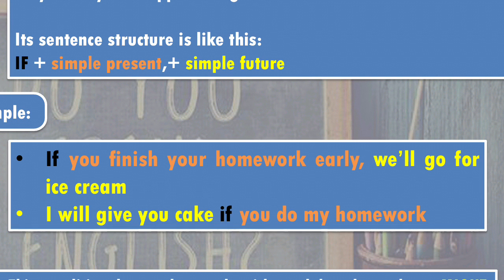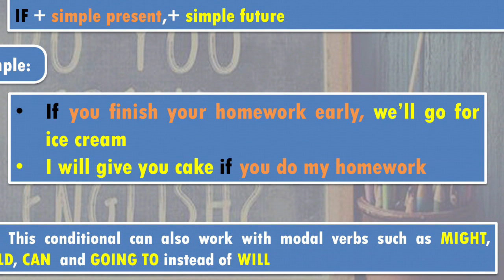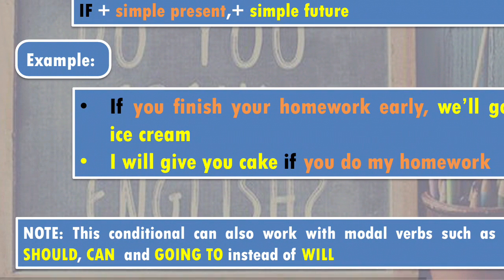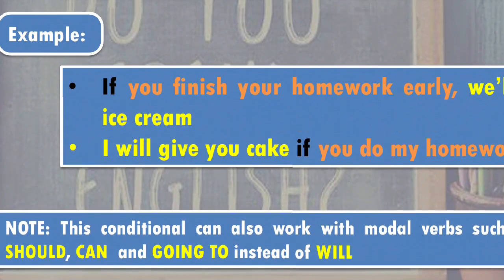In the first one, if you finish your homework early, en la primera, si terminas tu tarea temprano, es lo que debe suceder para que aquella persona pueda ir por helado. We'll go for ice cream. Y en la segunda, I will give you cake if you do my homework. Para que esa persona pueda comer torta, tiene que hacer la tarea de alguien en específico.